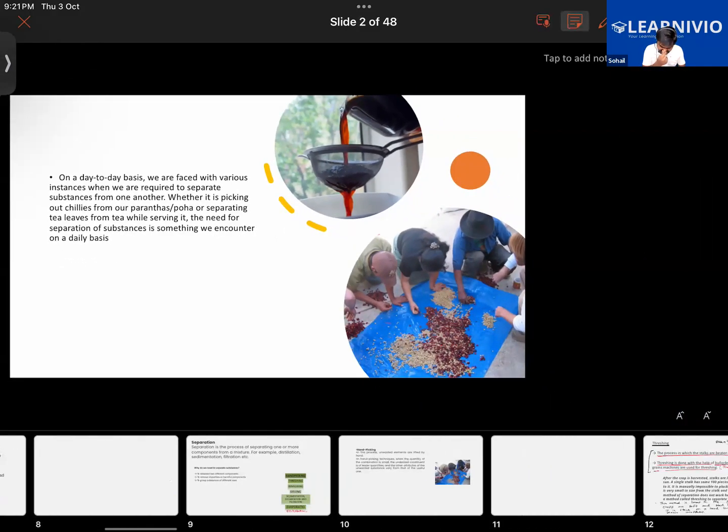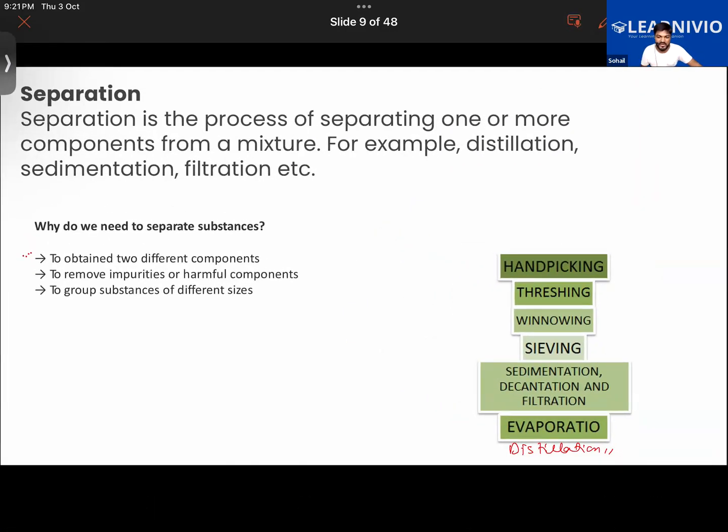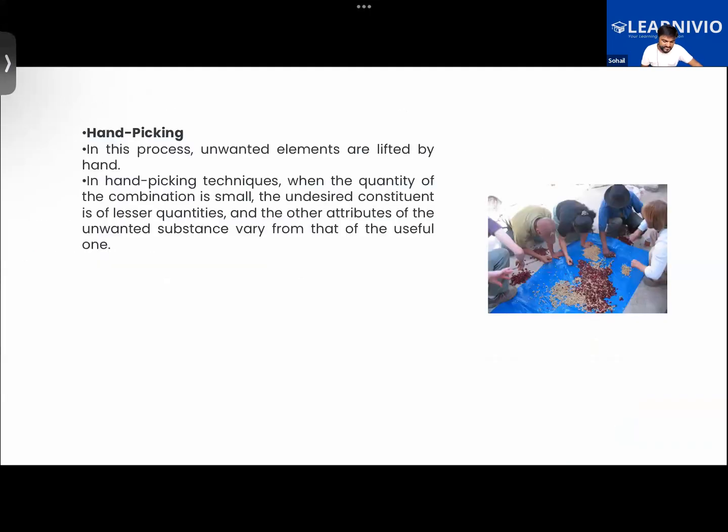And these are some of the common methods: hand picking, threshing, winnowing, sieving, sedimentation, decantation, filtration, evaporation, and then we have distillation. Let's quickly revisit these things.